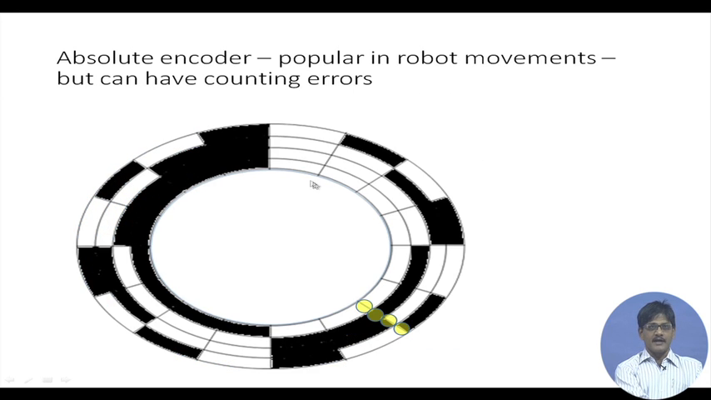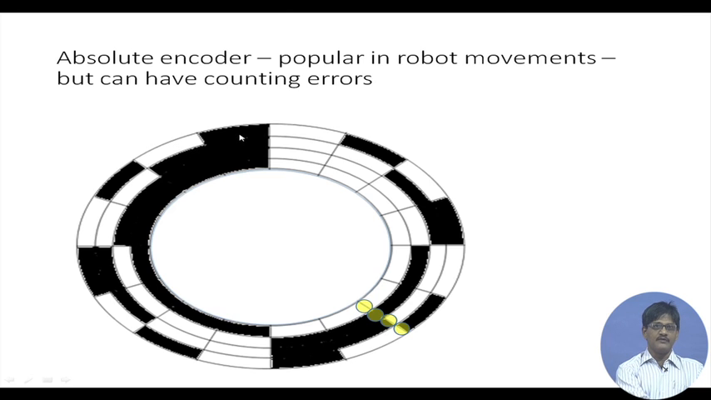Absolute encoders are generally used where we want to be very sure about a particular position with respect to a particular reference point, and they can also sense direction. They are popular in robot movements, robot joints, where generally the movement is restricted within one rotation. So, how does it work? These black portions are transparent, while white portions are opaque.